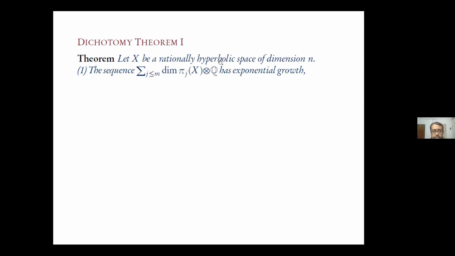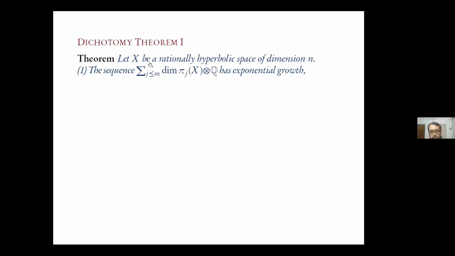Being rationally hyperbolic actually implies something much stronger. If you look at this sum, we of course know that the sum as j runs from 2 to infinity is infinity. But it's saying something much more. It's saying that the partial sums, where you take j running from 2 to m and add this up, have exponential growth in terms of m. So what does it mean to say a sequence has exponential growth?